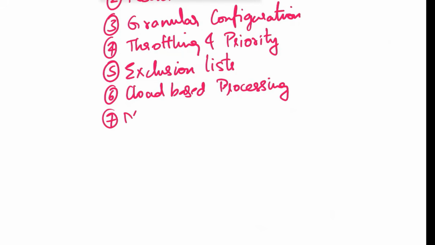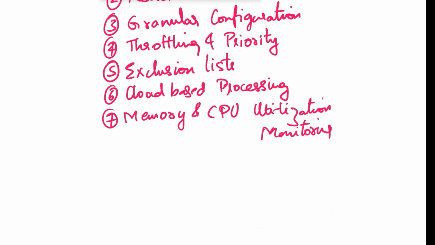Next one is memory and CPU utilization monitoring. Monitor the EDR solution's impact on memory and CPU utilization. If resource usage consistently exceeds acceptable thresholds, adjustments can be made to minimize the impact. Next one is regular updates. Keep the EDR solution and its agents up to date with the latest software versions. Updates often include performance optimizations and bug fixes that can improve efficiency.